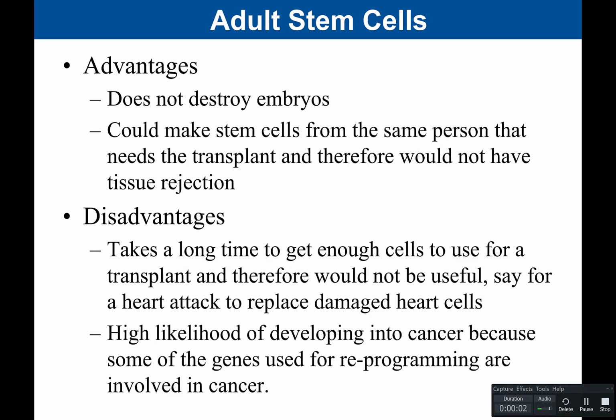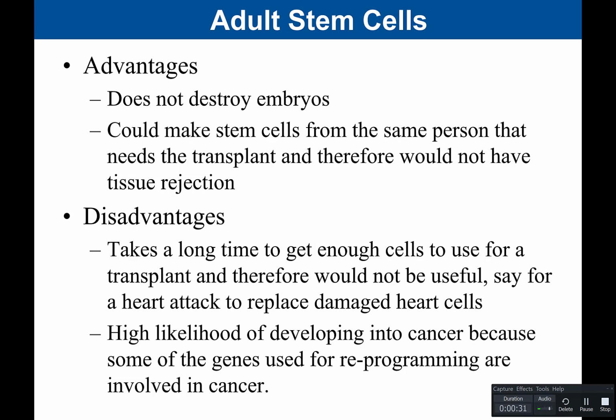So for the adult stem cells, the advantages are that they do not destroy embryos, so that helps get rid of some of the ethical debate. You can make stem cells from the same person that needs the transplant and therefore would not have rejection, because if you can take their own cells and reprogram them to be a different cell type and then put that back into their body, those are self cells and the immune system is not going to reject those cells.